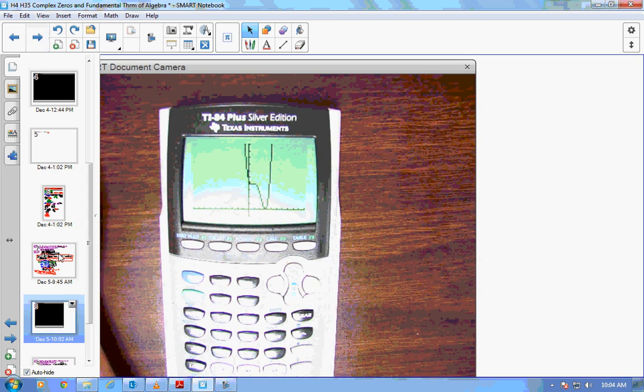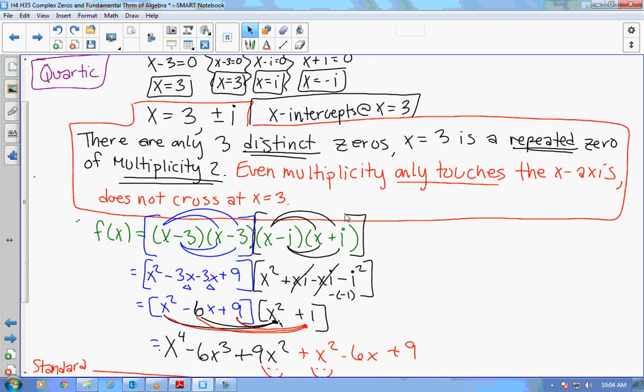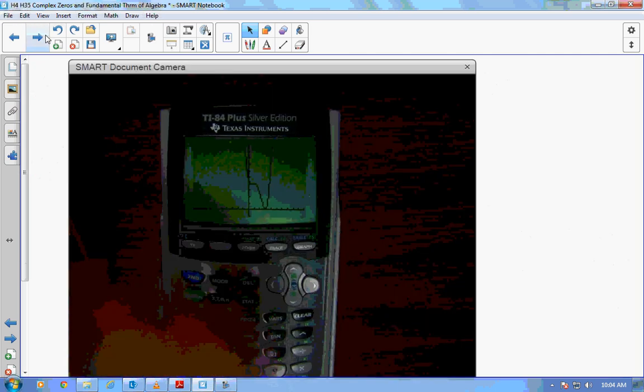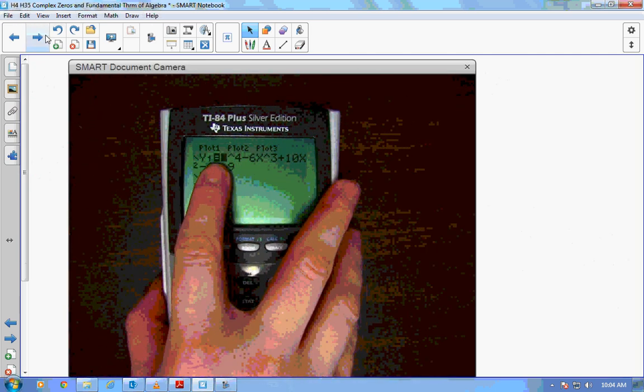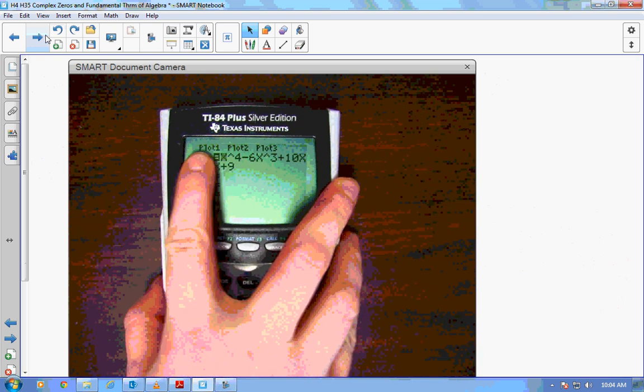Alrighty. Any questions on this example we just did? Finding the zeros, finding which ones are actually x-intercepts, and standard form. Yes, Maren? Would you hit y equals? Is the equal sign highlighted? Is there a plot highlighted?